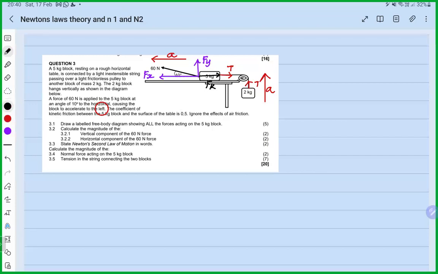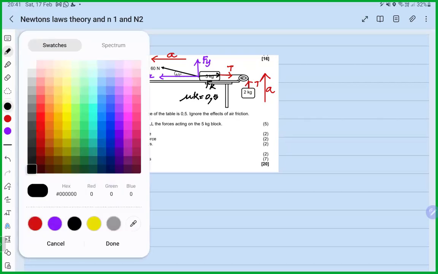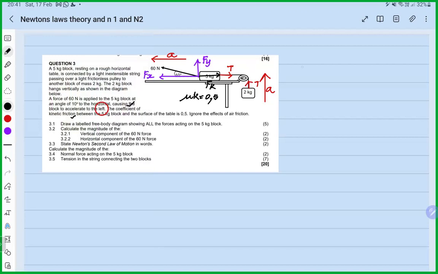The coefficient of kinetic friction between the 5 kilogram block and the surface is 0.5. So this is a super hard question because they didn't give you the frictional force. They gave you the coefficient of kinetic friction to be 0.5. Draw a labeled free body diagram showing all the forces acting on the 5 kilogram. So I'm going to draw both free body diagrams. I'm not going to draw one. So question 3.1, I'm going to start off with the 5 kilogram.